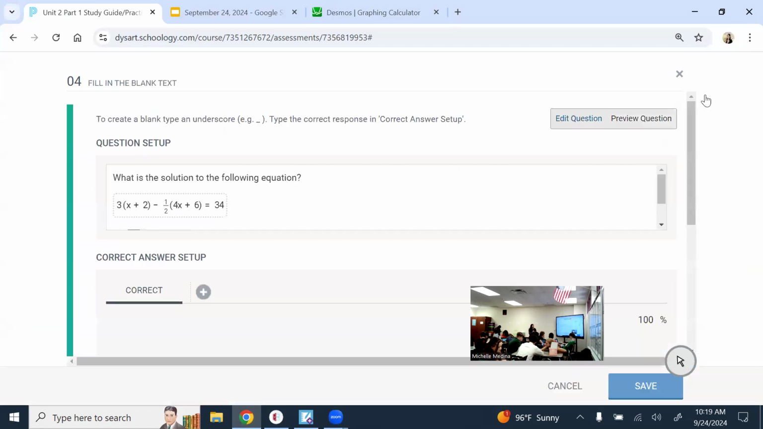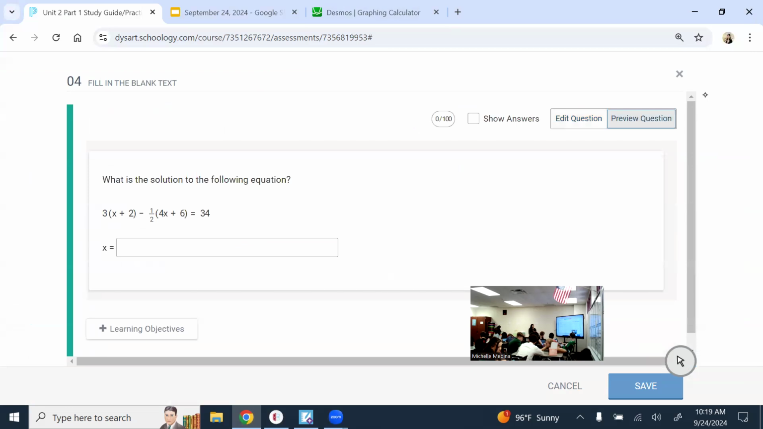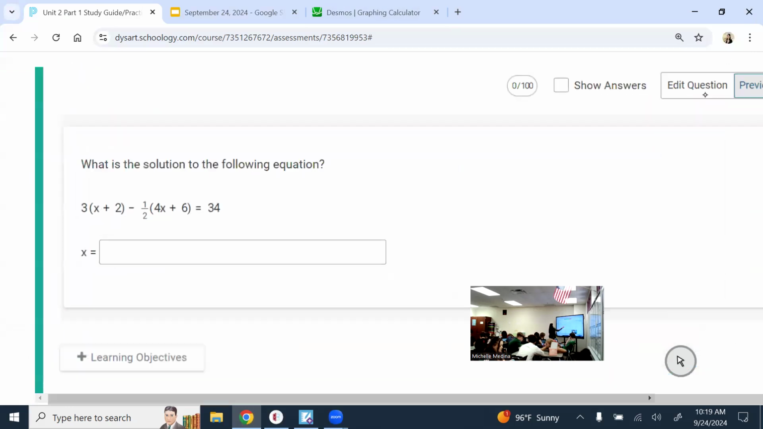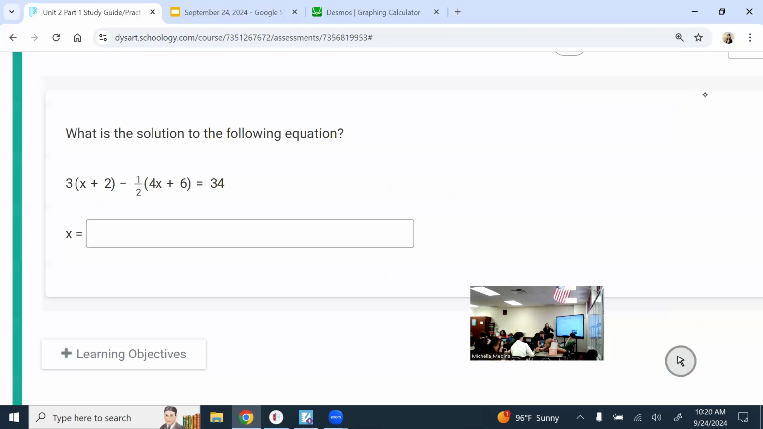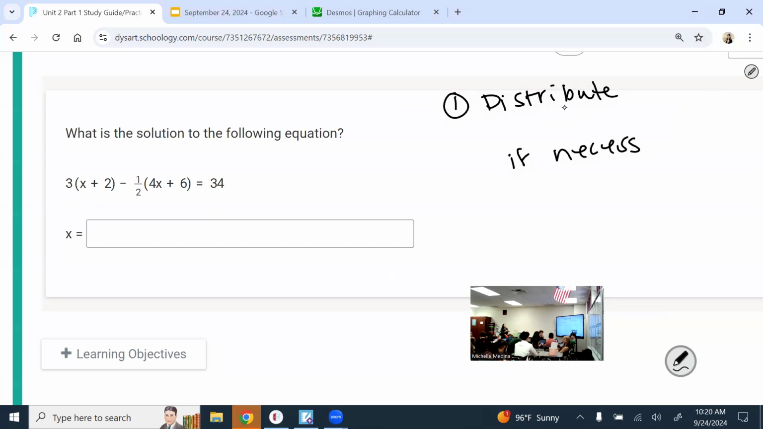Okay, so what is the solution to the following equation? So when we say solution, we want to know the value of X that makes it true. There are some steps for multi-step equations, if you will. Anyone know what the first step in this one would be? Good. You should always check if you can distribute. So that's why the first step is always distribute if necessary. There will be times where you don't have to.